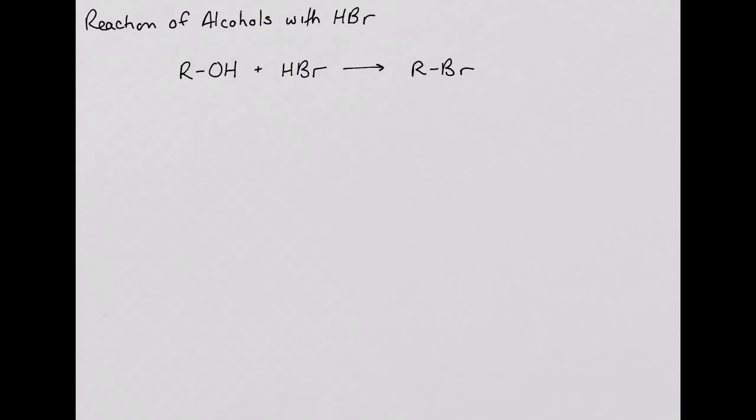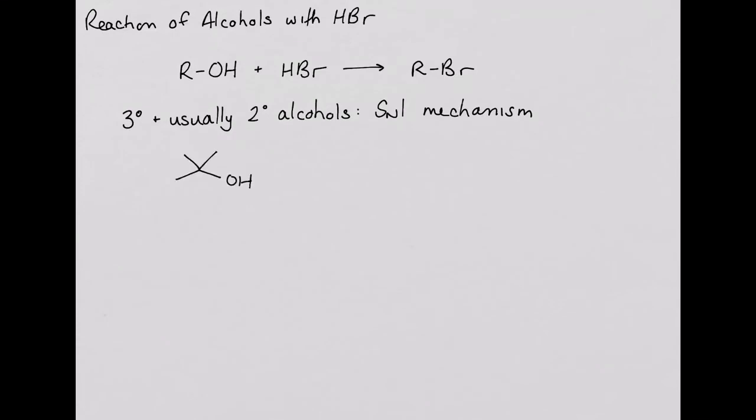The mechanism of this reaction depends on the structure of the alcohol. When the alcohol is tertiary, and most of the time when it's secondary, this occurs through an SN1 mechanism. Let's look at an example. If we treat this alcohol with HBr, the first step is protonation of the alcohol with the strong acid.